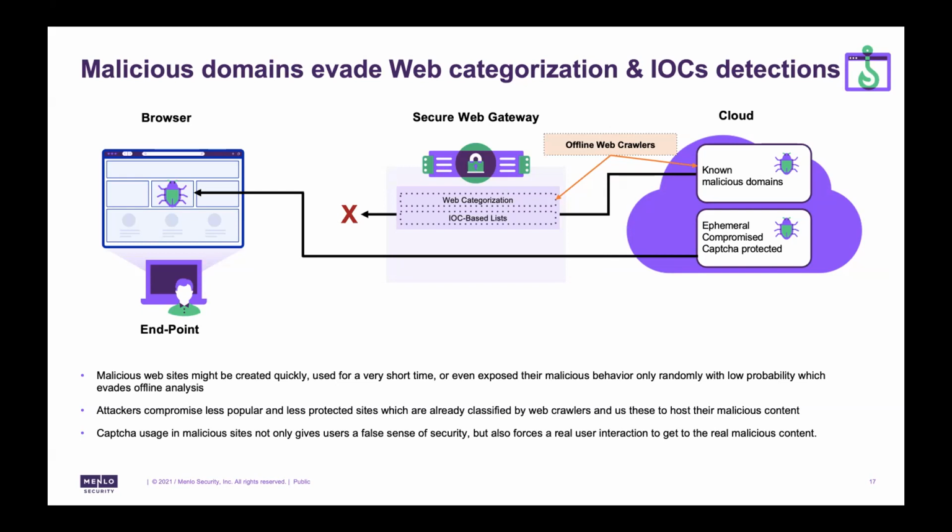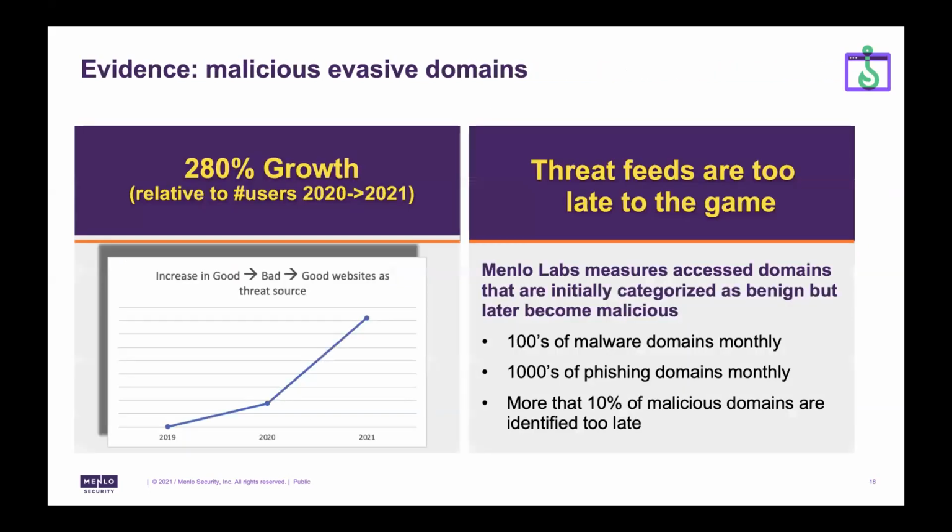And another technique might be compromising not very popular, not very well protected sites that are classified as good. So all these things will bypass some of these technologies. And ultimately, we've seen a dramatic growth in this over the past couple of years, over 280% growth from the 2019 to 2021 timeframe. And these are basically websites which are considered good, but actually they're bad. And it might bypass some of the traditional filtering because you don't have this technology in place to provide security.